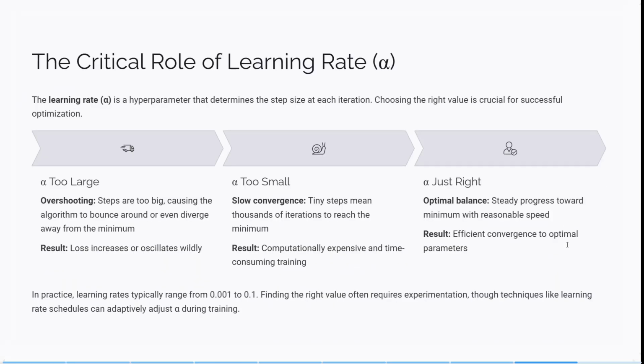The learning rate is a make or break hyperparameter here. If alpha is too large, our steps overshoot the minimum, the algorithm may oscillate or diverge, and the loss might even increase. If alpha is too small, we take tiny steps. It takes thousands of iterations to converge, wasting time and compute. But if alpha is just right, say 0.01 or 0.001, we get smooth, efficient convergence. In practice, we often start with alpha = 0.01 and tune it based on performance.